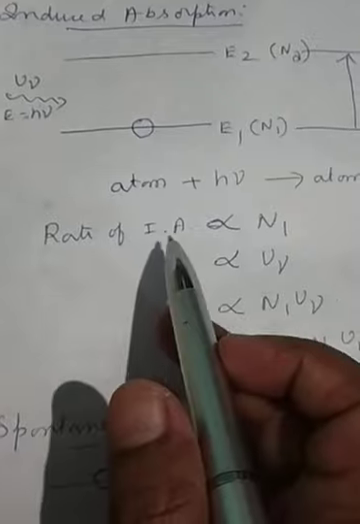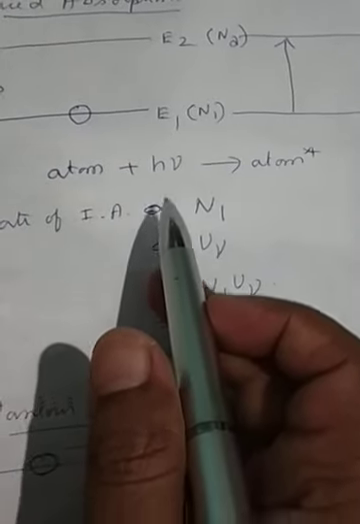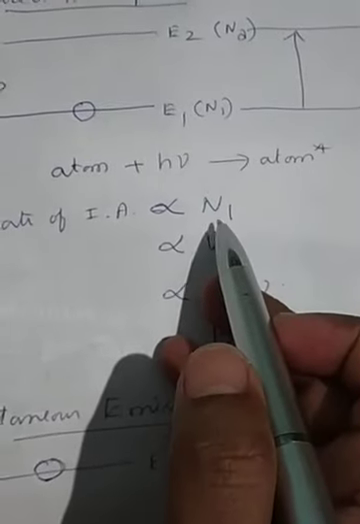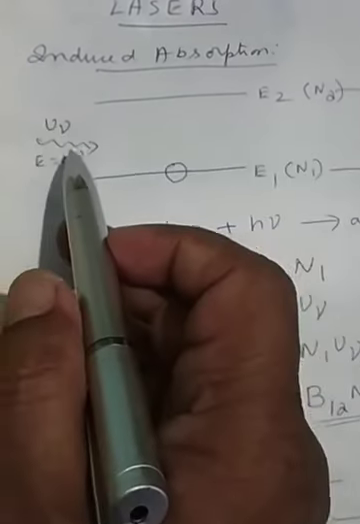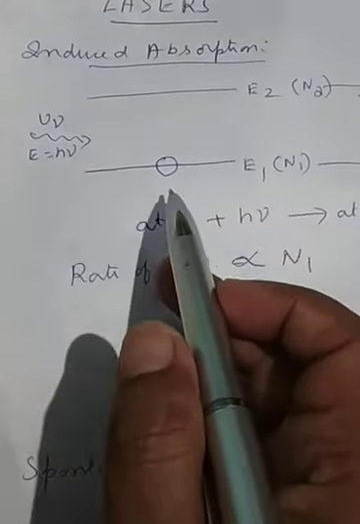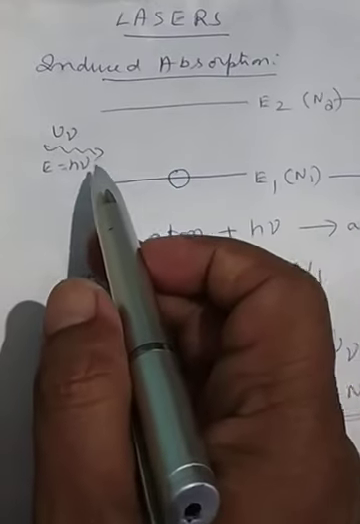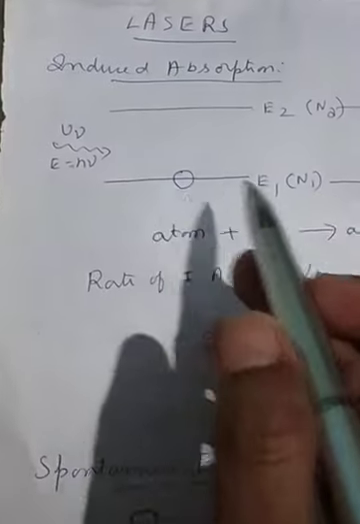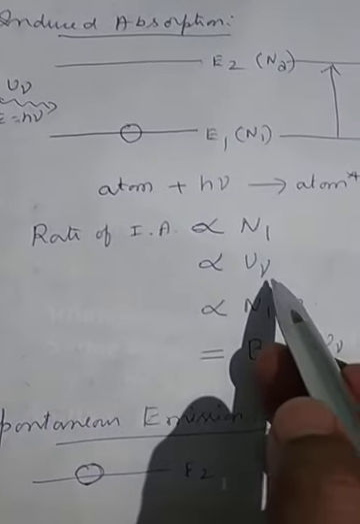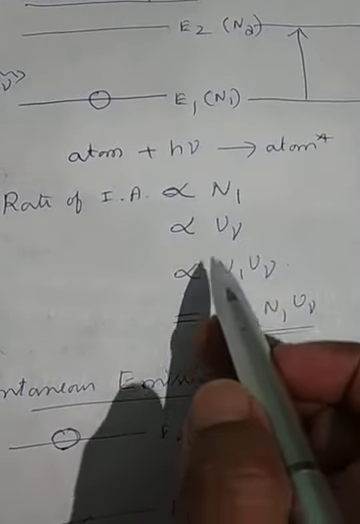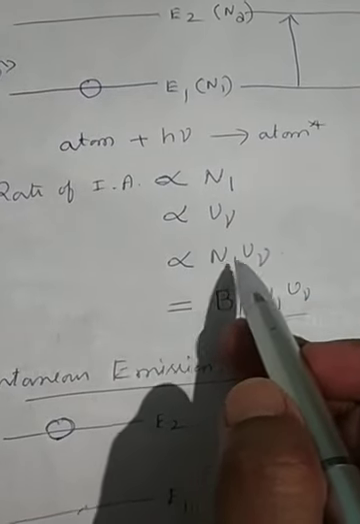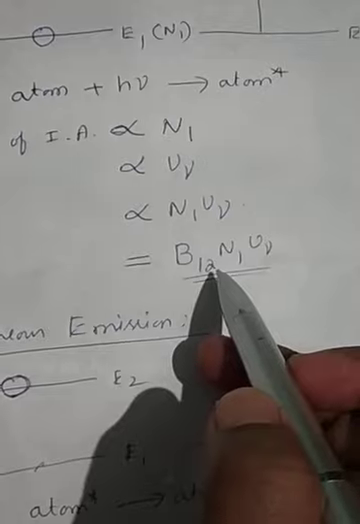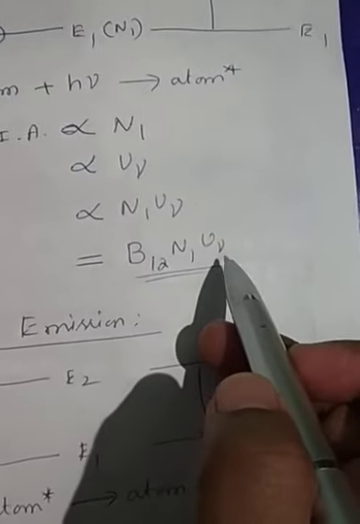The rate of induced absorption is proportional to the number of atoms available in the ground level, N1. It also depends upon the intensity of the light incident on the material. The more intense the light falling, the more induced absorptions there will be. So it is proportional to u nu. Therefore it is proportional to the product of N1 and u nu, or equal to a constant of proportionality B12 times N1 u nu.